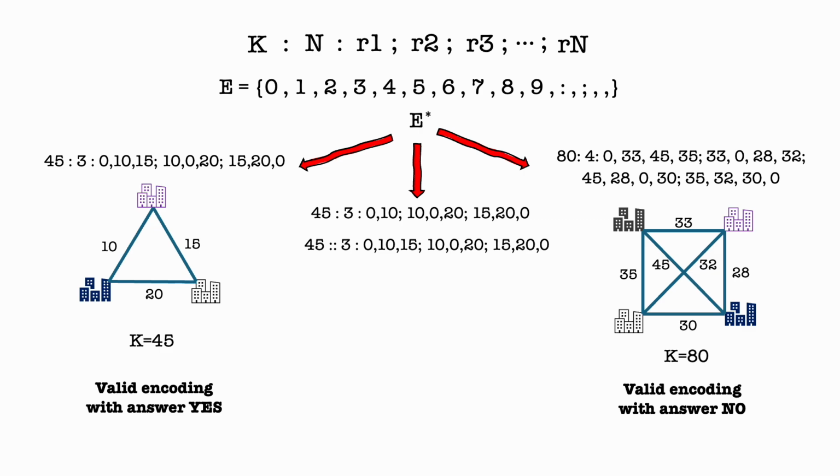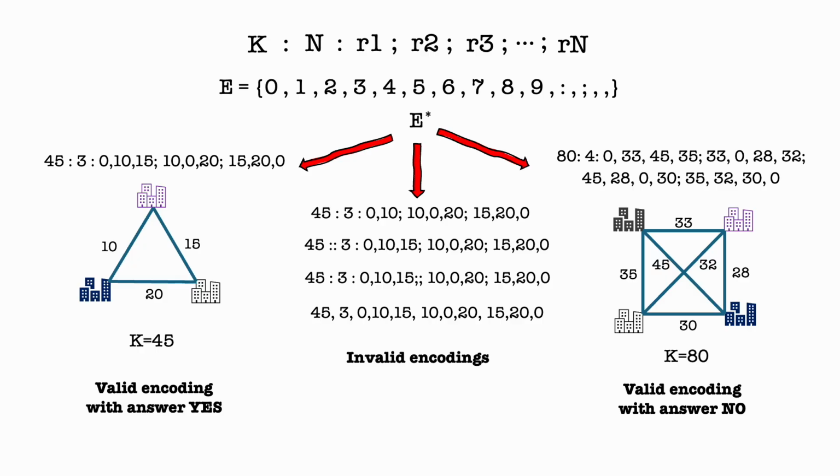In this string, there are 2 colons after 45, which makes it invalid. In this string, there are two semicolons after 15, which makes it invalid. In this string, colons and semicolons are missing, which also makes it invalid. These strings are invalid encodings. They do not represent any instance of the decision problem.